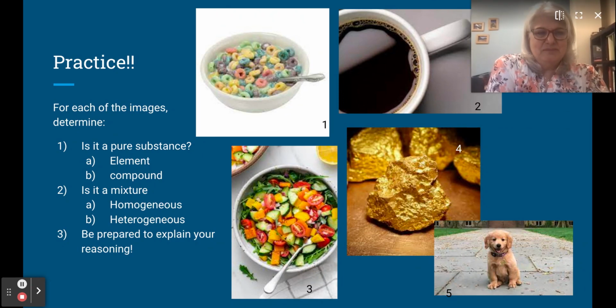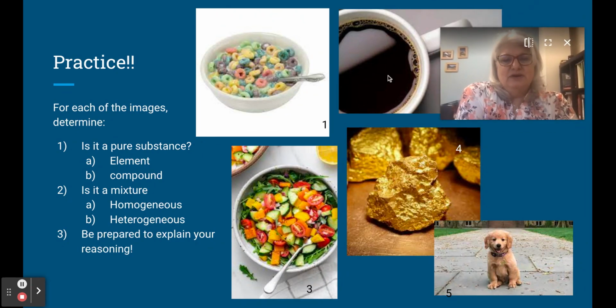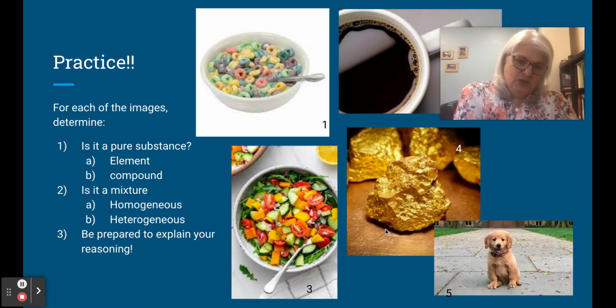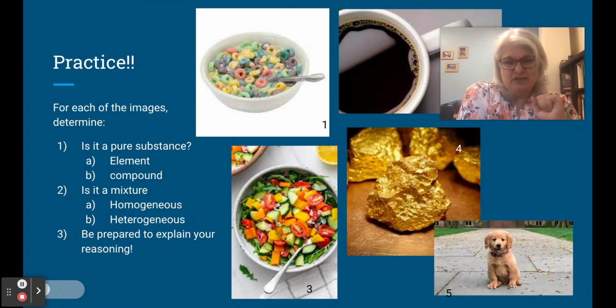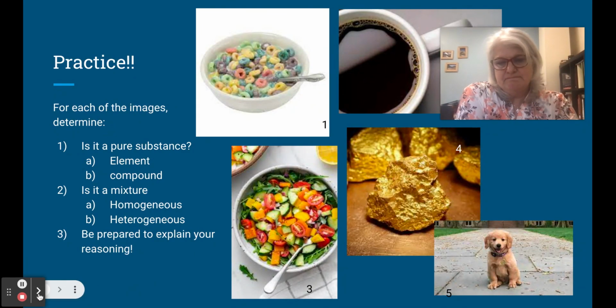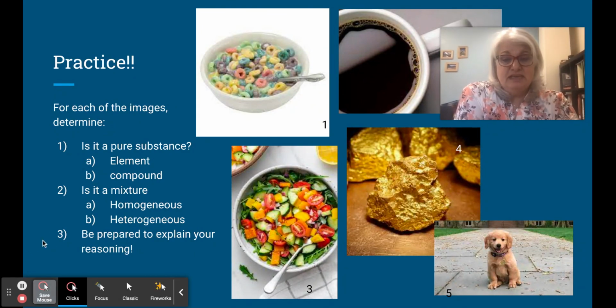Number 2 is this cup of coffee. Tell me, is it a pure substance or mixture? And then within those, is it element or compound, or homogeneous or heterogeneous? 3 is this lovely salad. 4 is this chunk of gold. Let's assume it's pure gold. And 5 is this adorable puppy. I want you to write down in your notes what type of matter each of these pictures represents. And I believe that is it for this video.